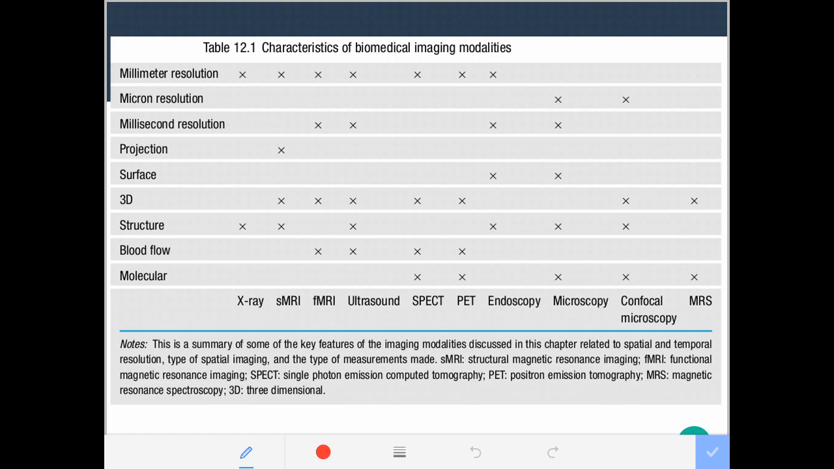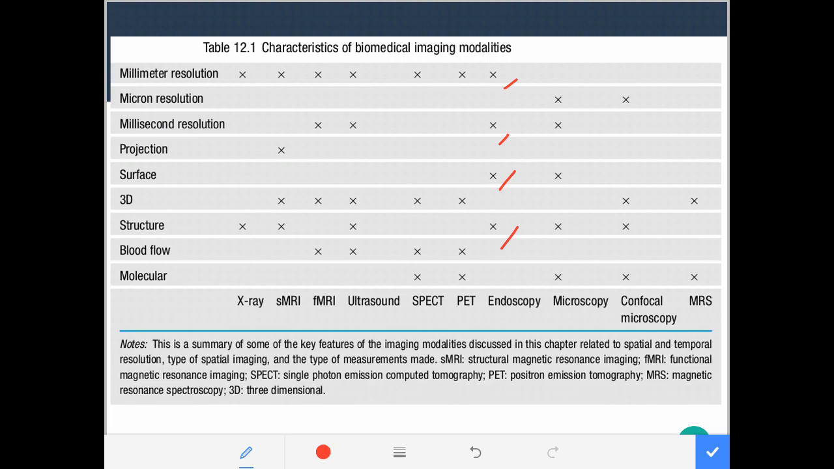Then endoscopes. Endoscopes are small, thin tubes that are inserted into openings of the body. They are equipped with cameras and, of course, a light source. So you can see the internal structure, the internal surface structure. It's millisecond because it's a camera, so it's recording videos. Millimeter and millisecond, so it's more functional. You can see it over time, and you can see the surface structure. Now that's for endoscope.